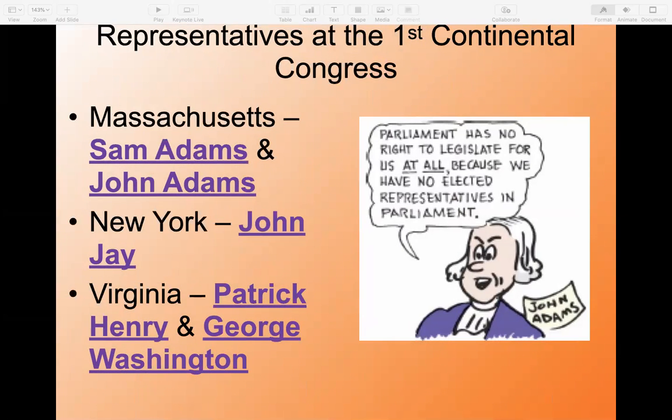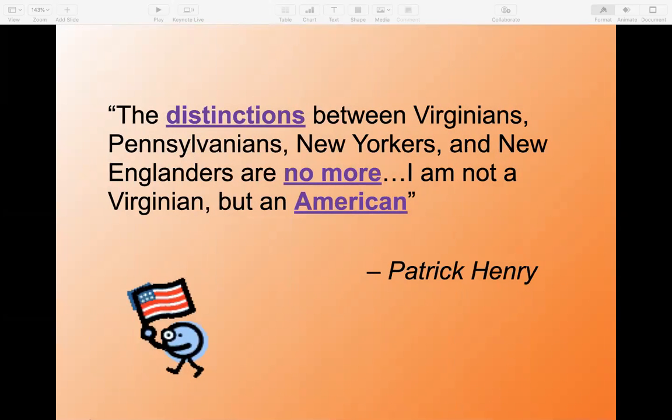And representatives at the First Continental Congress: Massachusetts was Sam Adams and John Adams. New York was John Jay. Virginia was Patrick Henry and George Washington. There's just some big names.